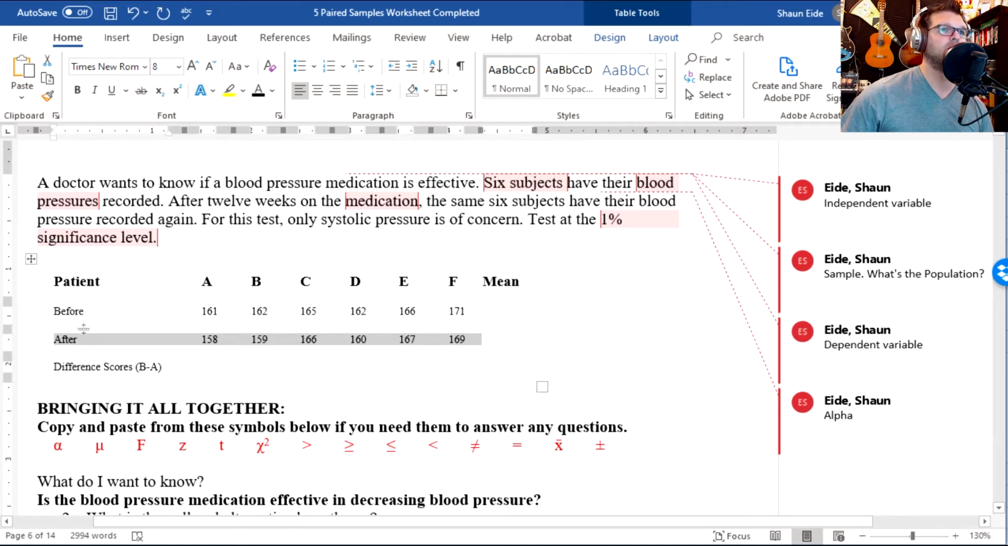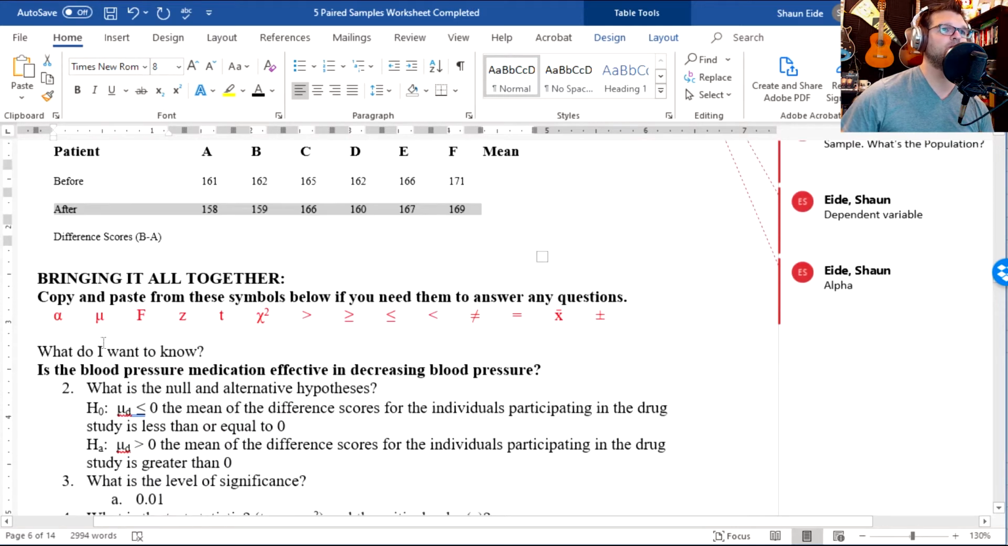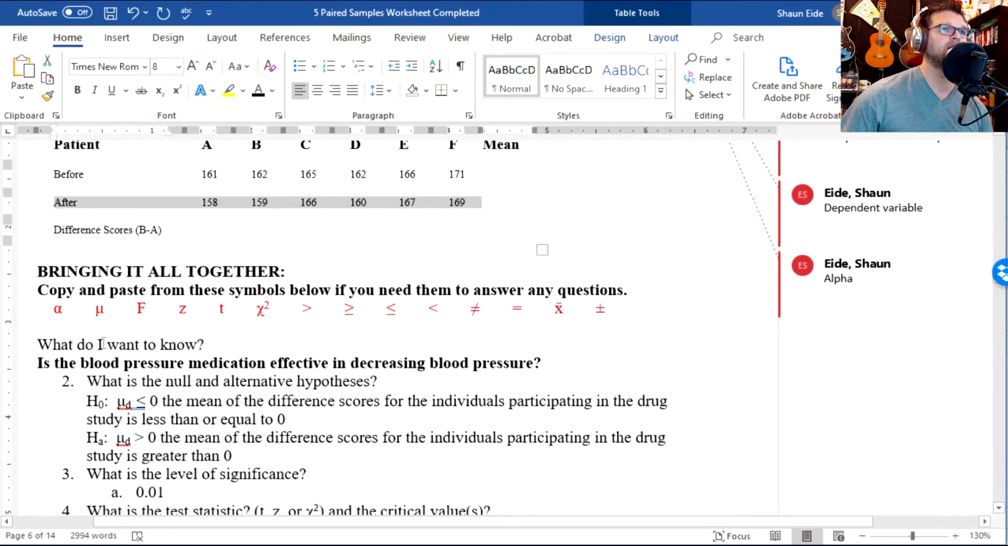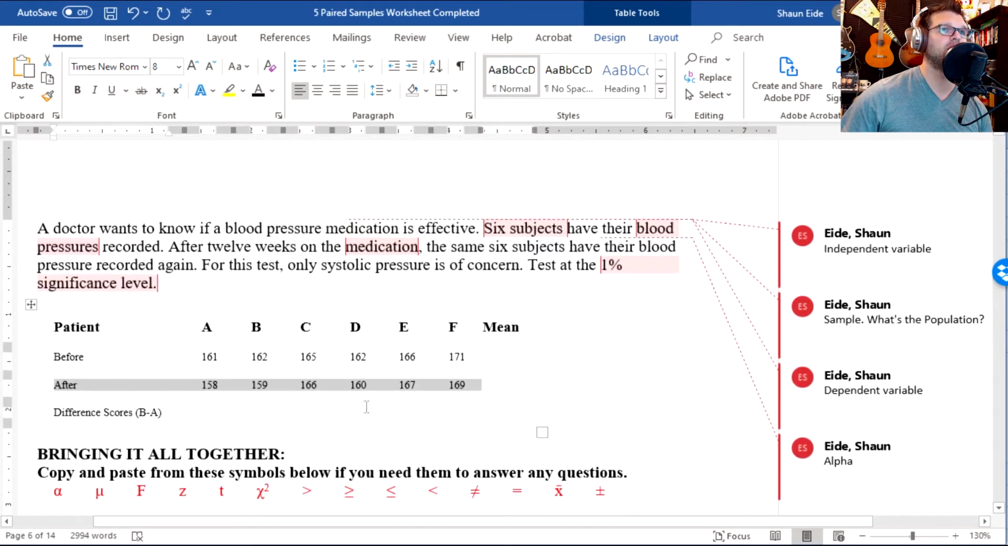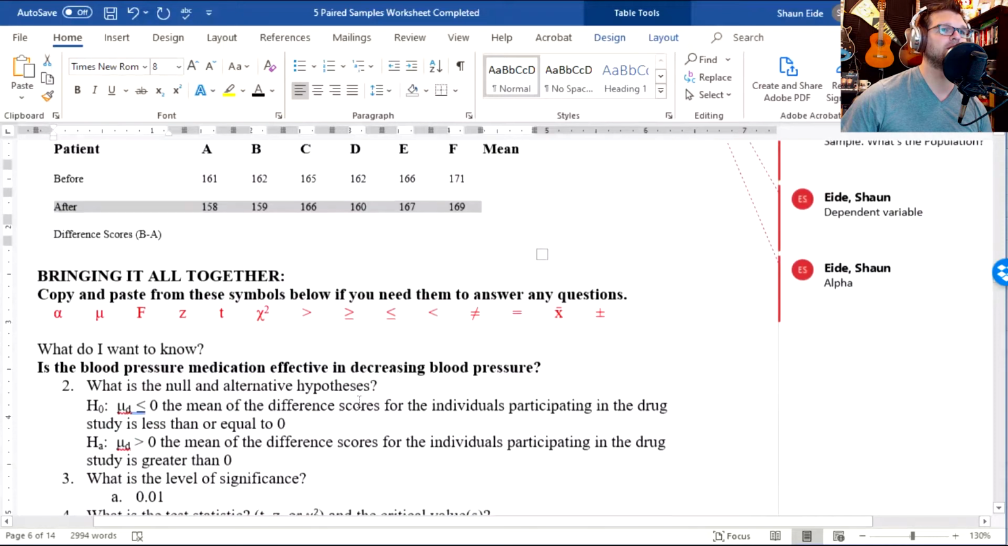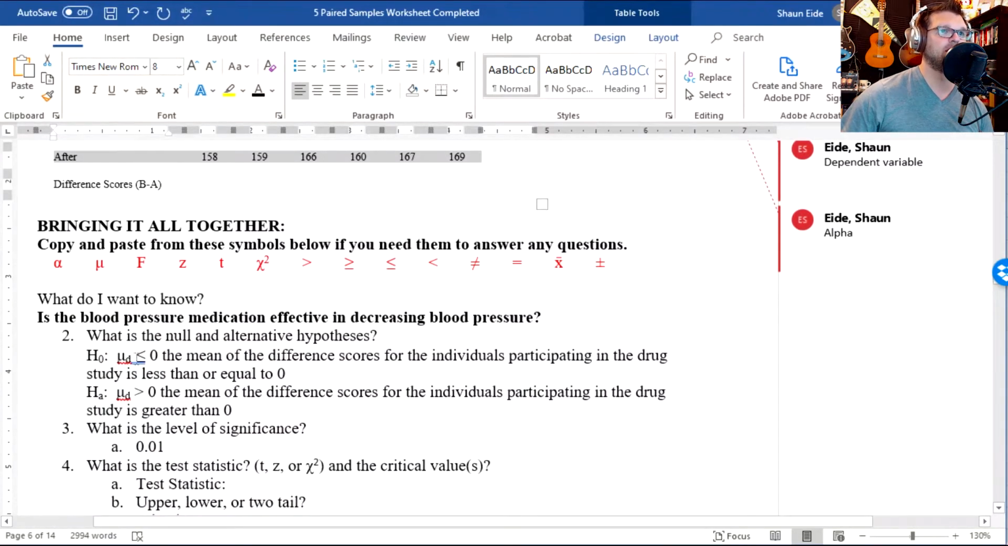And so that's the reason why you really got to be paying attention. It's like, what is it that we're actually doing? We are saying that the before score should be greater than the after score if the medication is truly making a difference. And that's the reason why you're looking at this right here. You're like, oh, the mean difference, we're expecting the mean difference to be greater than 0.